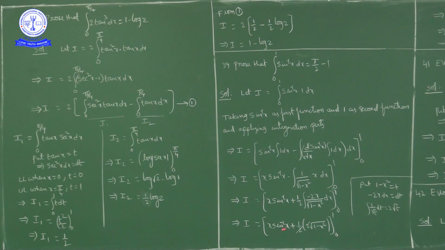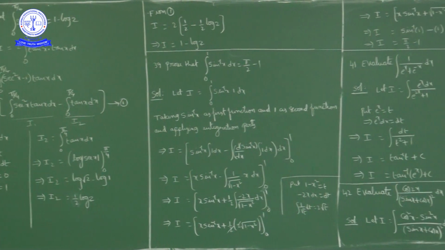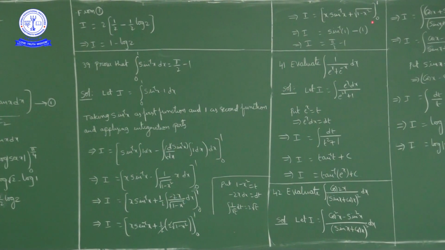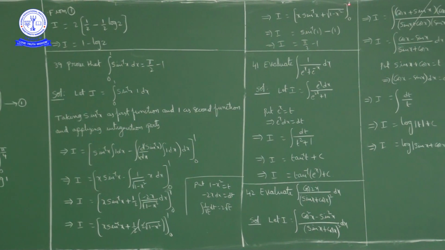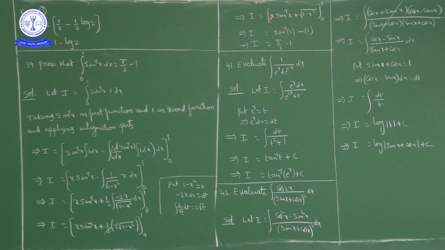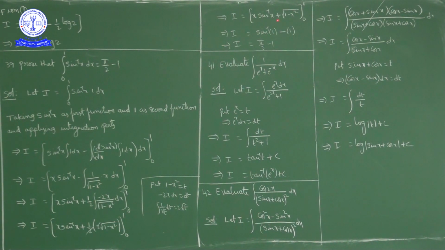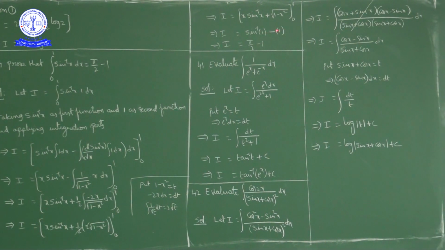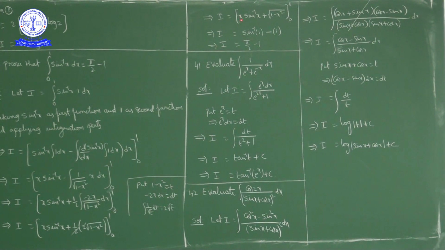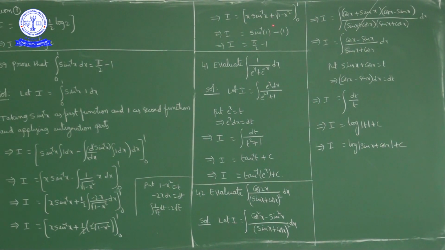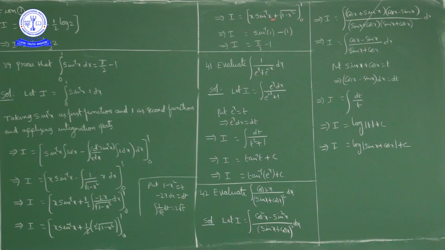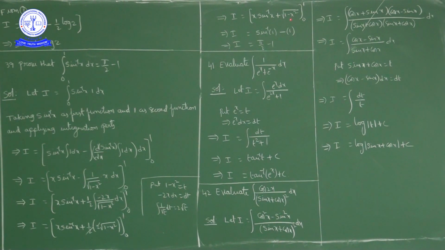So what we have, I is equal to x sin inverse x plus square root of 1 minus x square, lower limit 0, upper limit 1. By substituting upper limit in place of x, 1 into sin inverse of 1 plus, if you substitute 1, 1 minus 1 is 0. Minus, by substituting lower limit 0: 0 plus square root of 1 minus 0, 1 minus 0 is 1, square root of 1 is 1.